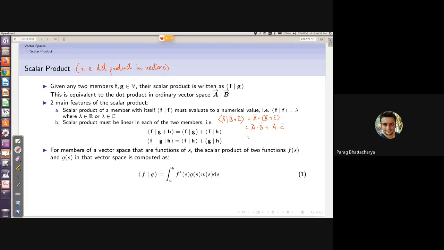Which you know is nothing but the scalar product of A and B, plus the scalar product of A and C, which is basically this. Similarly, you can verify for this also. For vectors, this will also work. Okay, is that clear?